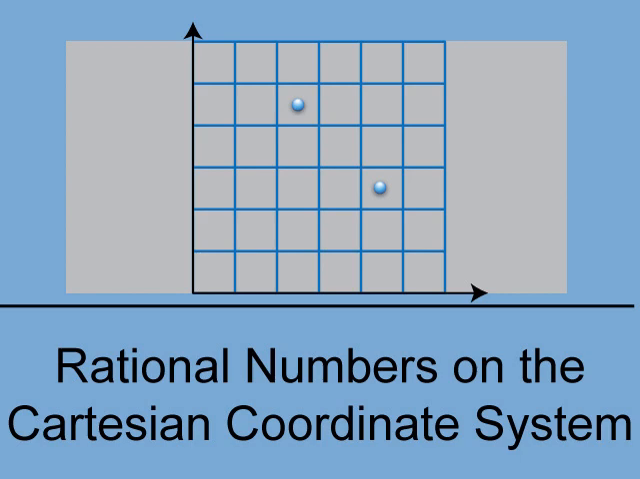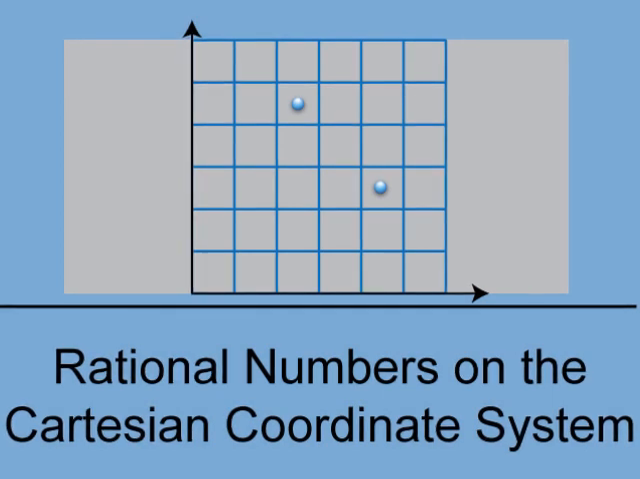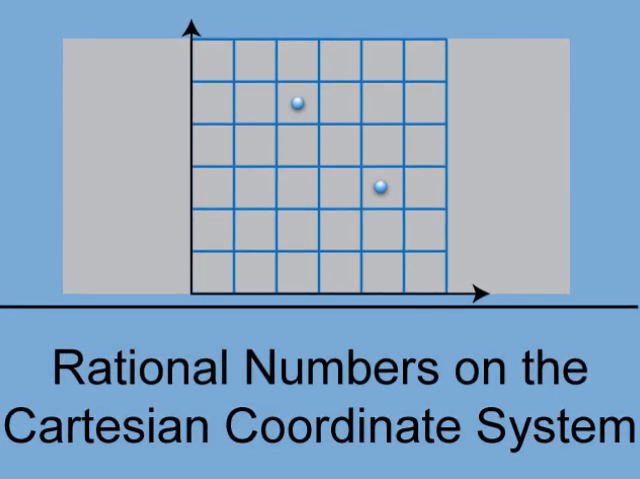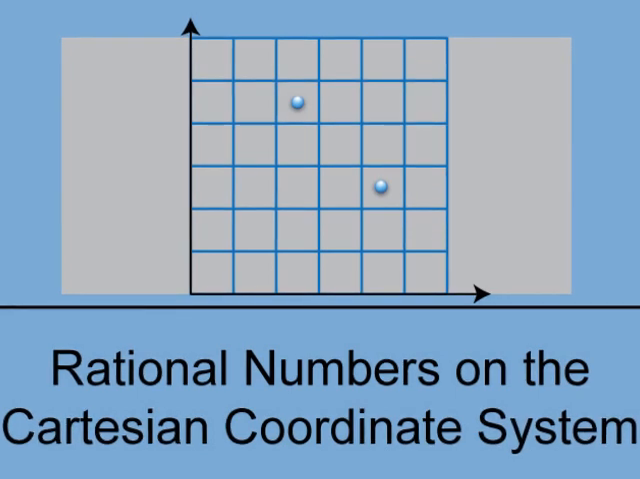You've seen how to add, subtract, multiply, and divide rational numbers. You have also seen how to simplify expressions with rational numbers. In this video, we look at using rational numbers to graph points on the Cartesian coordinate plane. Let's start with an example.